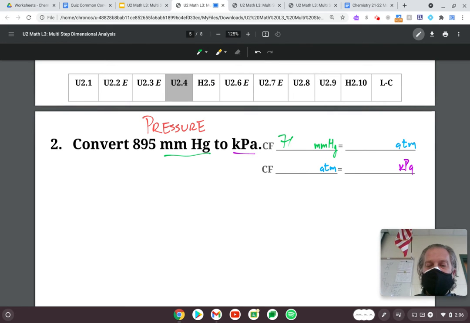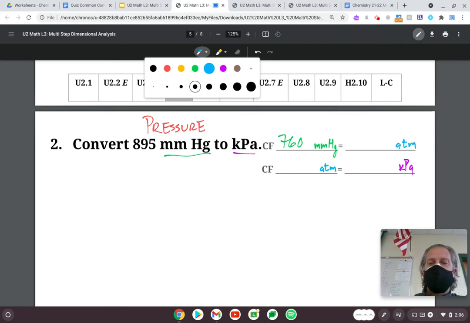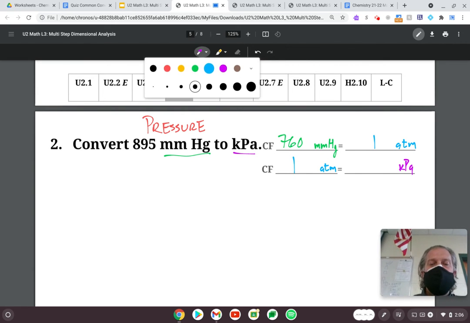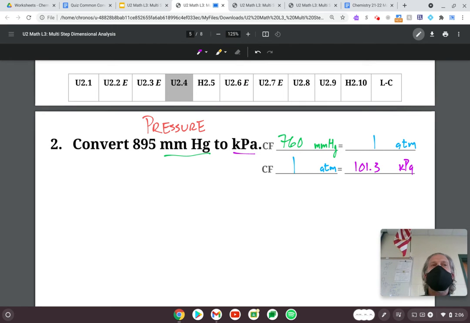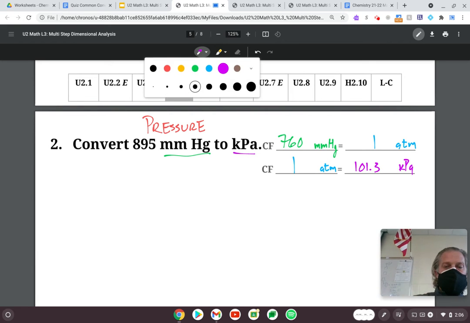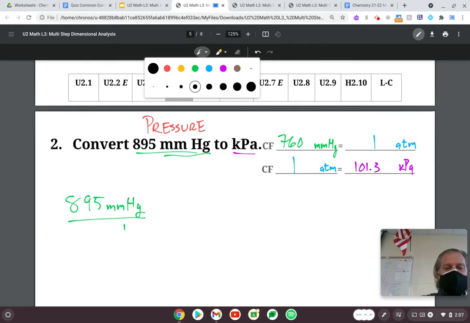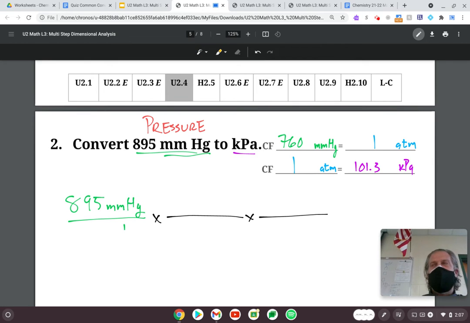According to my chart, I have 760 millimeters of mercury is equal to 1 atmosphere or ATM. And 1 atmosphere or ATM is equal to 101.3 kPa. So at this point, I'm just going to fill in what I can. I'm going to take my given, which I always do, and put it over 1: 895 millimeters of mercury over 1. And because I have 2 conversion factors, I have 2 steps.